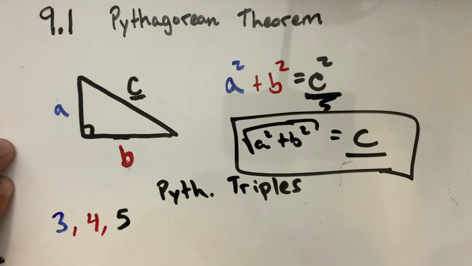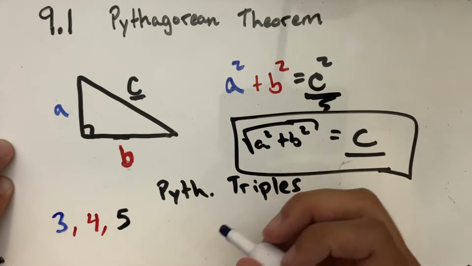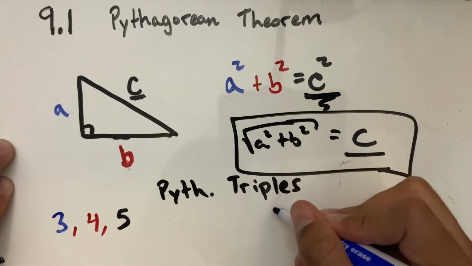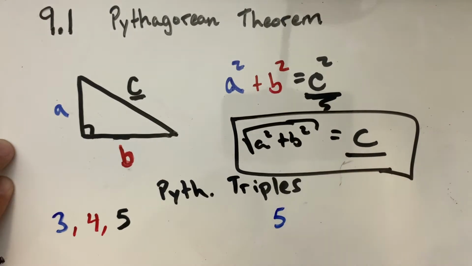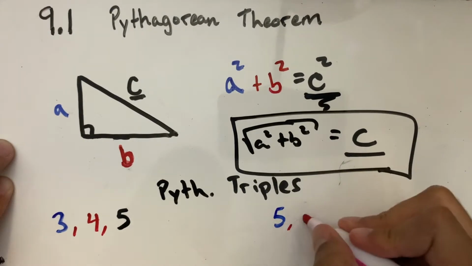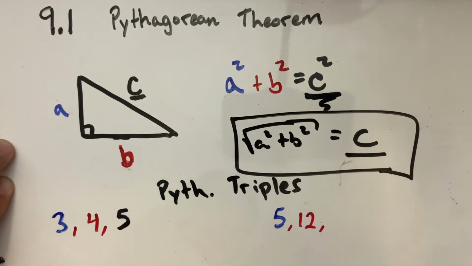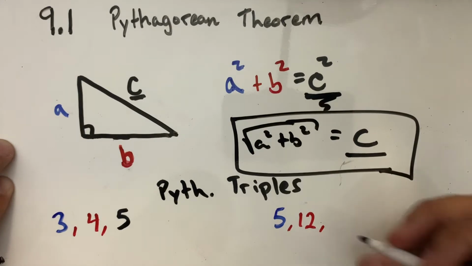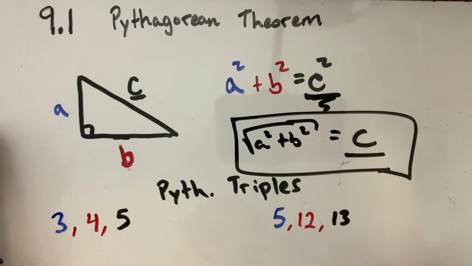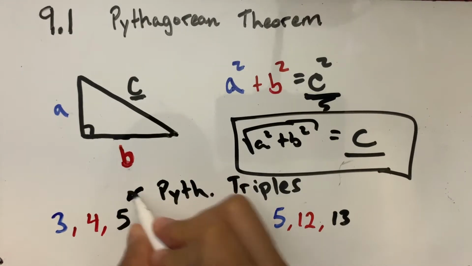And the other one that's also super famous would be the 5, 12, and 13, okay? So just keep that in mind. These are two famous Pythagorean triples right here.